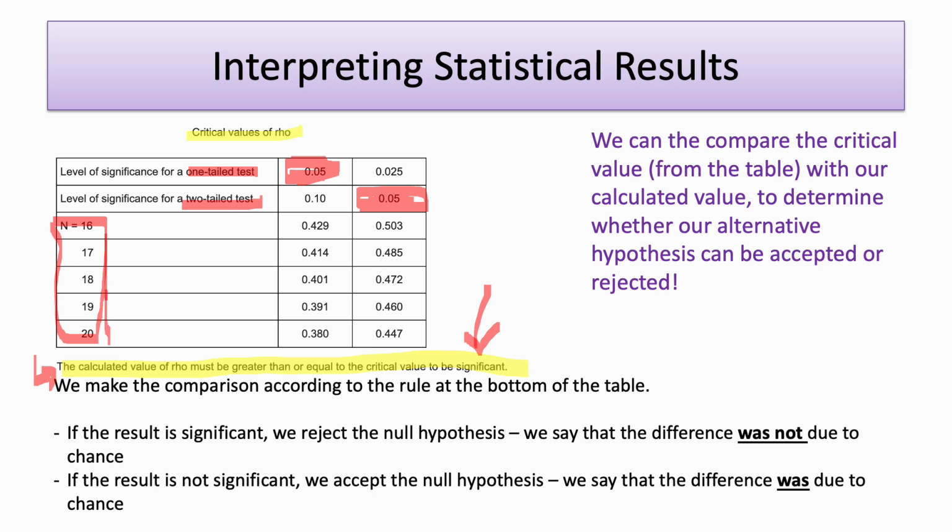Once you've done all of that analysis, which we're going to practice shortly, if your result is significant, you must reject your null and say the difference was not due to chance. If, however, it turns out it's not significant, you accept the null. So if you're rejecting the null, you're accepting the alternative. If you're accepting the null, you're rejecting the alternative. It's always good to state both if the question requires you to.